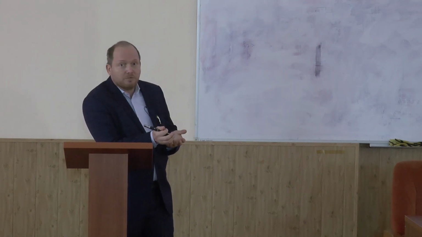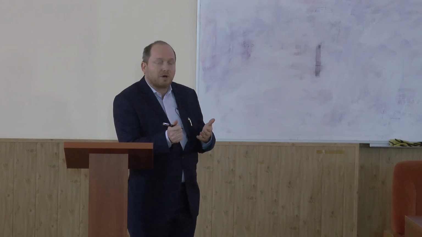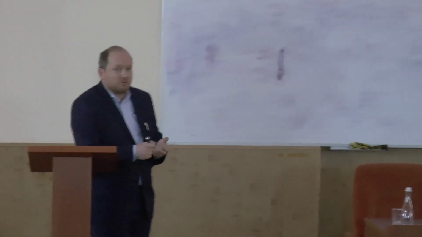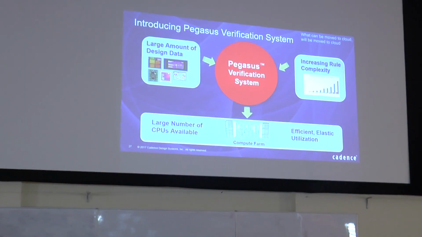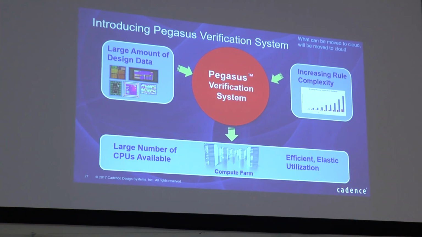So, next slide. Yeah, the first tool which Cadence has written under the assumption that it will run in the cloud is called the Pegasus verification system. Now this tool is already usable. You can download it. You can run it on your designs.